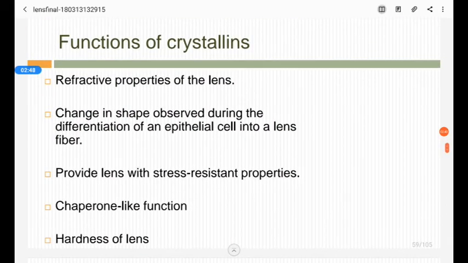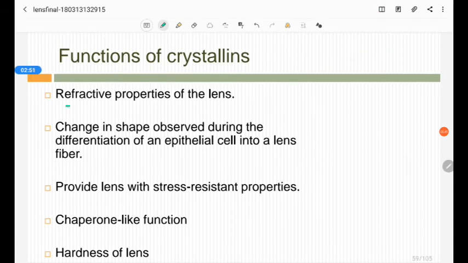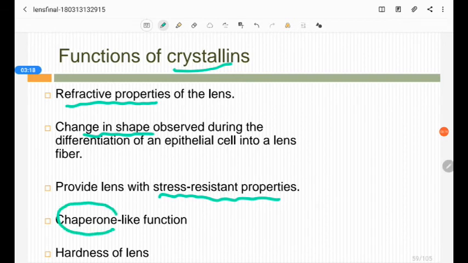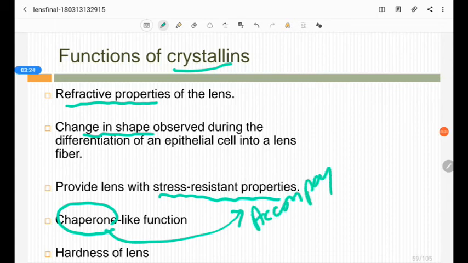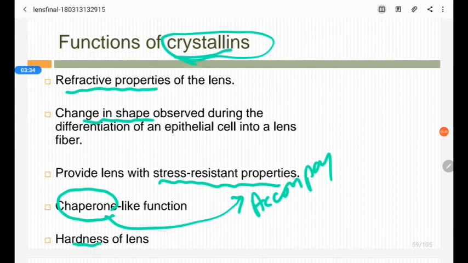Now, what are the roles of crystallines in the lens? It helps in the refractive property of the lens. The change in shape observed during differentiation of an epithelial cell into a lens fiber is again helped by the crystallines. It provides the lens with a stress resistant property and it has a chaperone-like function. A chaperone is actually someone who looks after an accompanying person. So crystallines take care of the lens in its well-being. It also has a role in the hardness of the lens.